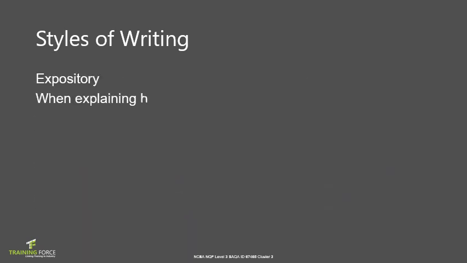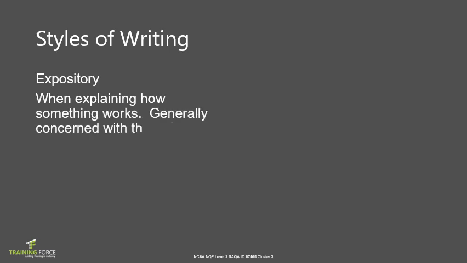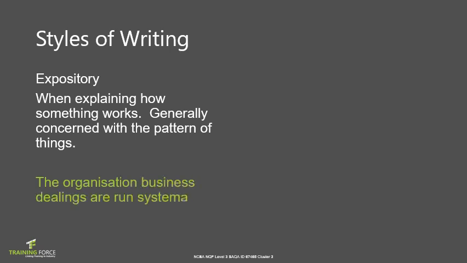Expository styles are used when explaining how something works, generally concerned with the pattern of things. So we can look at a typical example. The organization business dealings are run systematically with strict processes in place. So I'm being very pattern orientated. I'm giving a process. I'm telling you that it's systematic. I'm saying that business is run with strict processes in place.